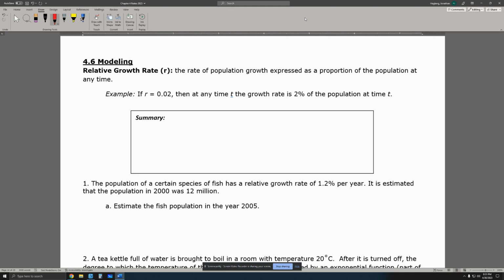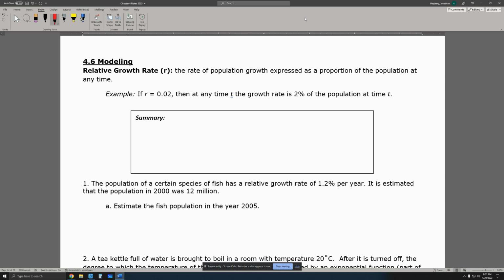I want to start off with this term, relative growth rate. We're going to denote this using the variable r. This represents the rate of population growth expressed as a proportion of the population at any time. So for example, if we have r equals 0.02, then at any given time t, the growth rate is 2% of the population at that time t.